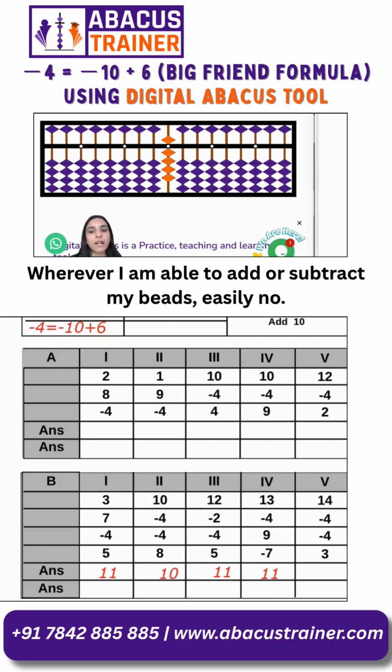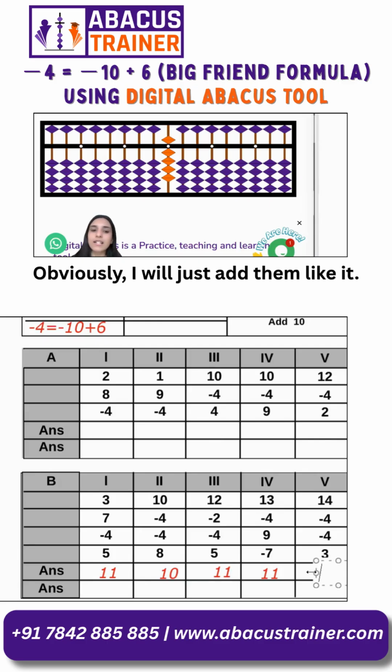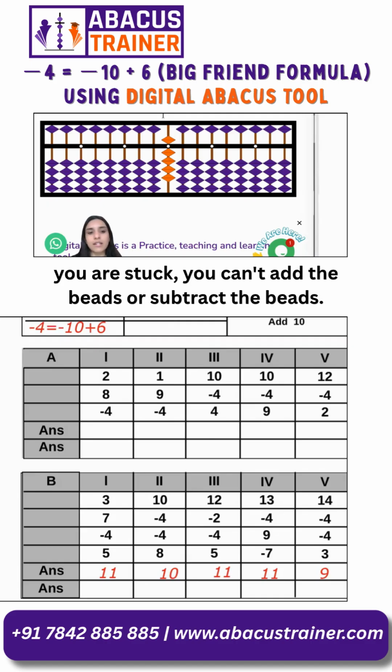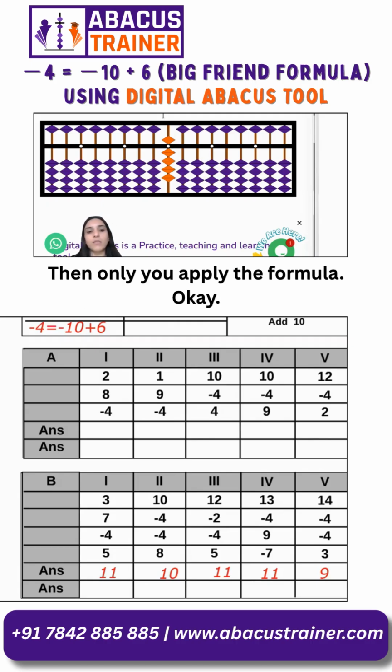Wherever I am able to add or subtract my beads easily, because I have beads to do them, obviously I'll just add them like that. Why will I apply the formula for no reason? So, wherever you are stuck and you can't add or subtract the beads, then only you apply the formula.